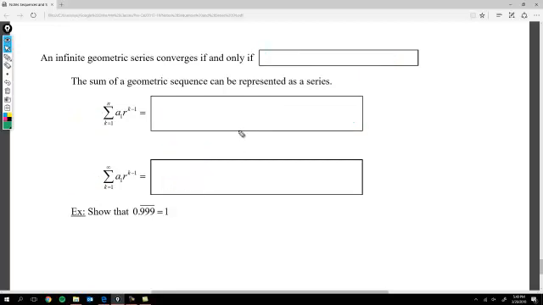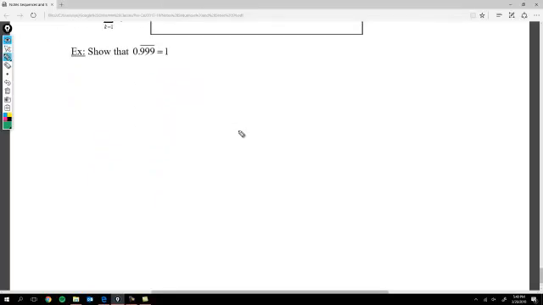All right, let's go through an example. We'll do an example of an infinite series first, and then we'll do some more in class if you have questions. But first, I just want to go through a quick proof showing that 0.999 repeating is the same as 1.